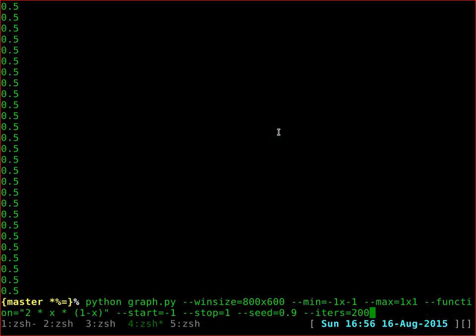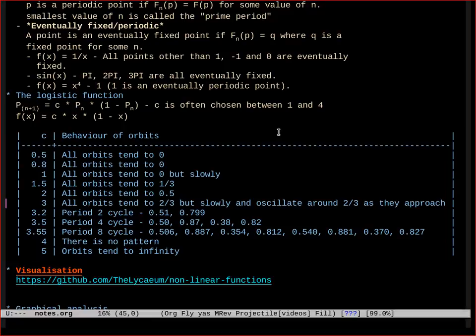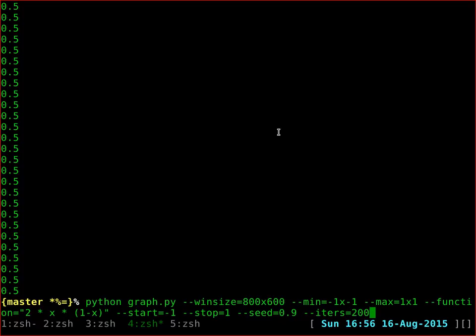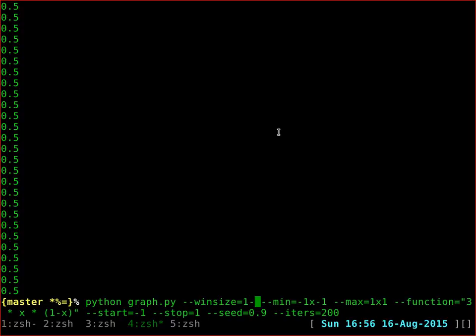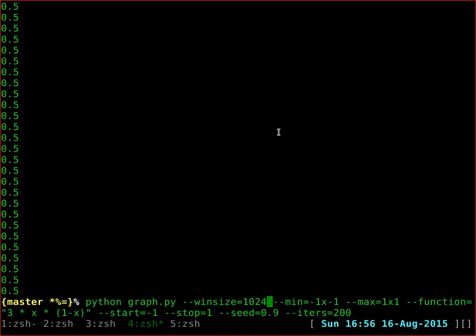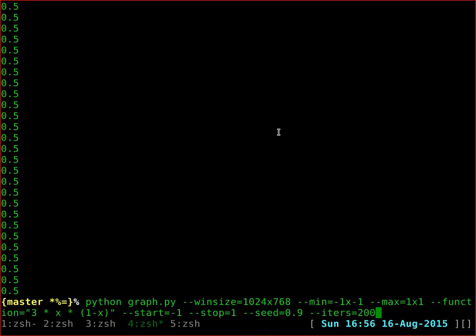What about with, what is the other thing we tried? With 3. With 3, it comes there to 2/3, but it's a lot slower, and it oscillates around that point. Maybe we'll just increase this a little bit so that we can see it. 1024x768.